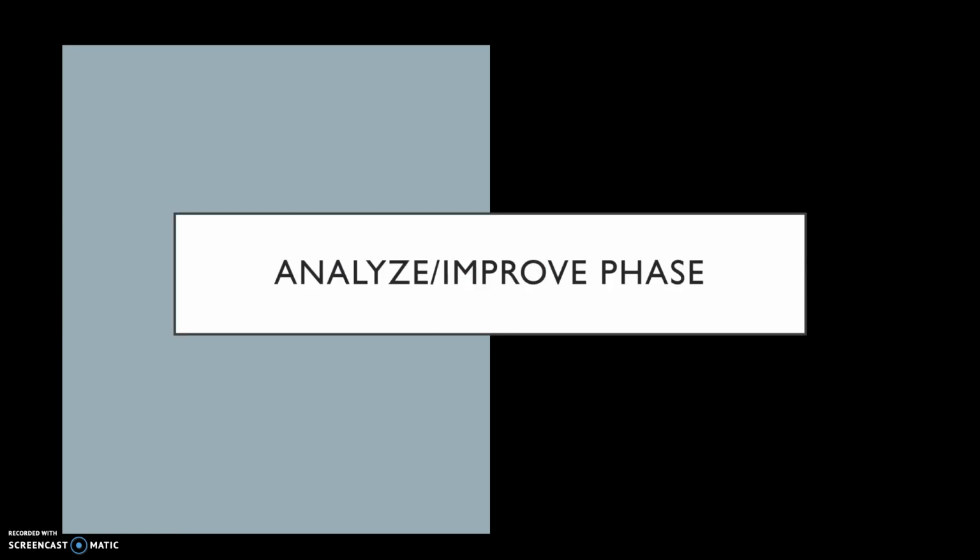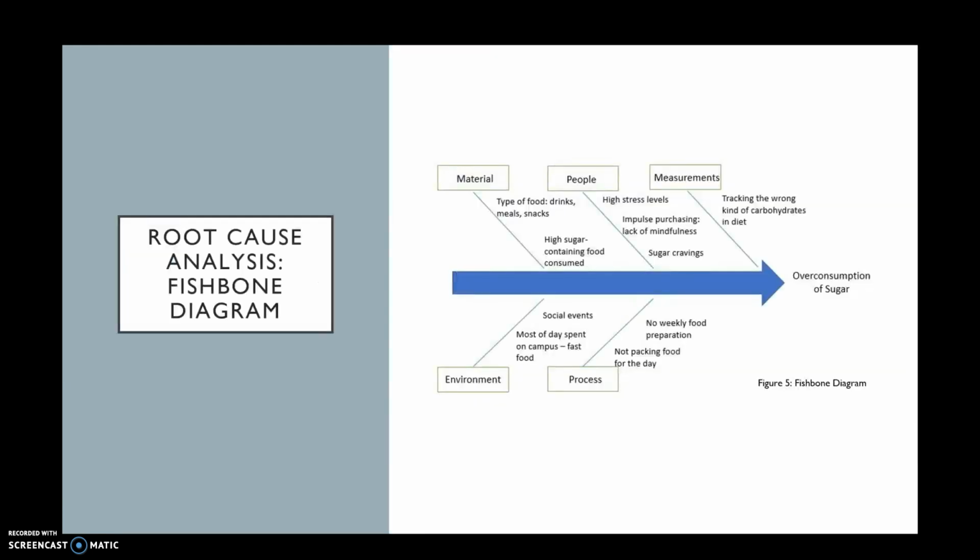I'll enter that Analyze Improve phase now and discuss the results I got from this phase. So the first thing I wanted to do was make sure that I knew what was causing my overconsumption of sugar so I could come up with a plan to improve it.